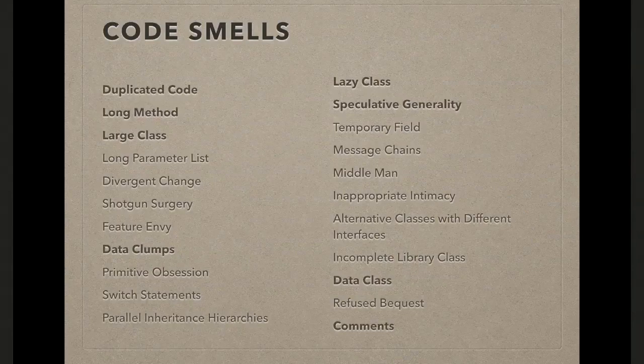The ones that we're going to actually look at are duplicated code, long method, large class, data clumps, lazy class, speculative generality, data class, and comments.